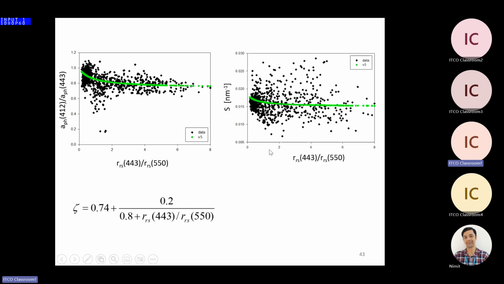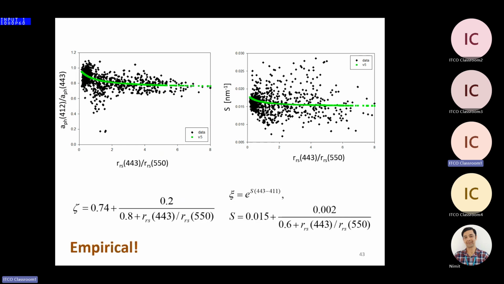And then for ADG 410 divided by ADG 440, it depends on the spectral slope, S. Here is the S from sample measurements. As you can see, it's also in a really wide range, all the way from about 0.01 to 0.025, but it's really concentrated around roughly 0.016. So we have this kind of empirical formula. All these are empirical for this ratio, or for these spectral-shape-related parameters.